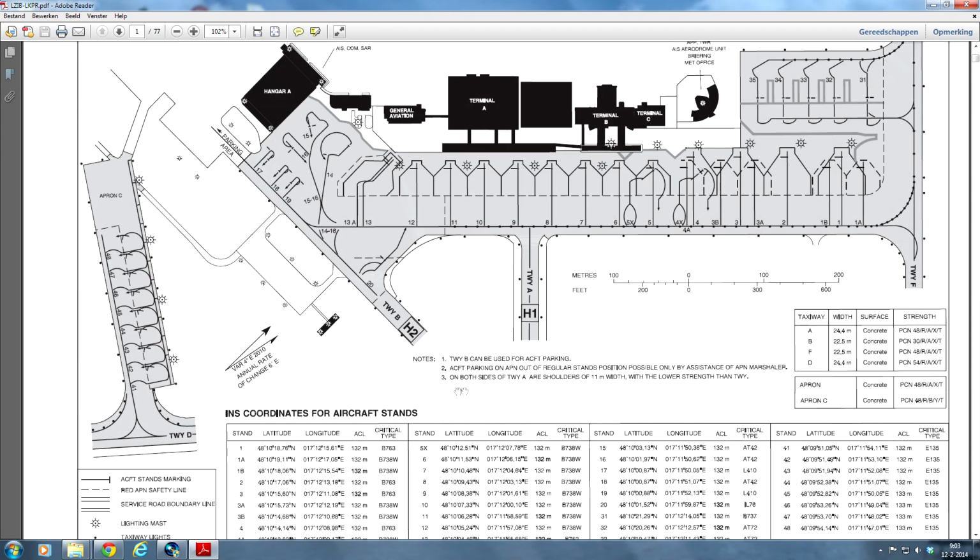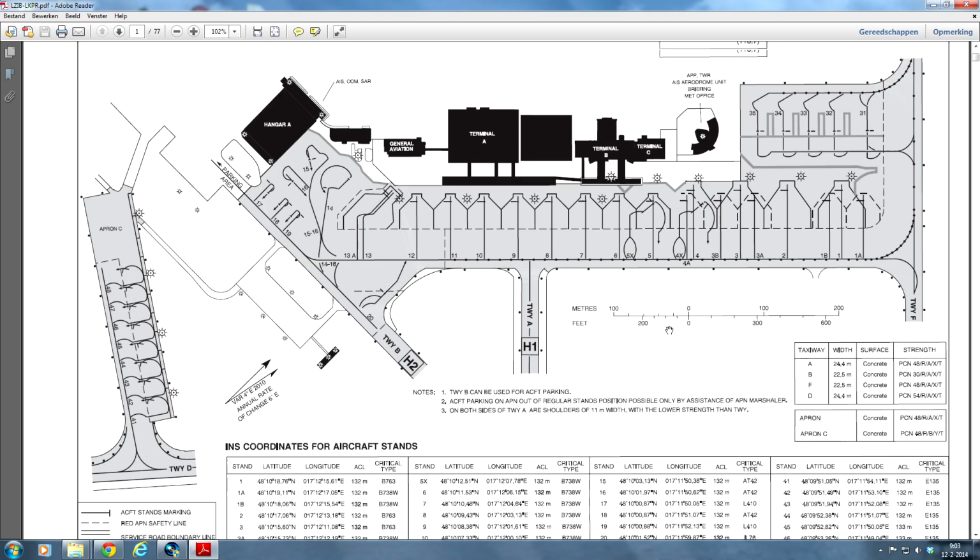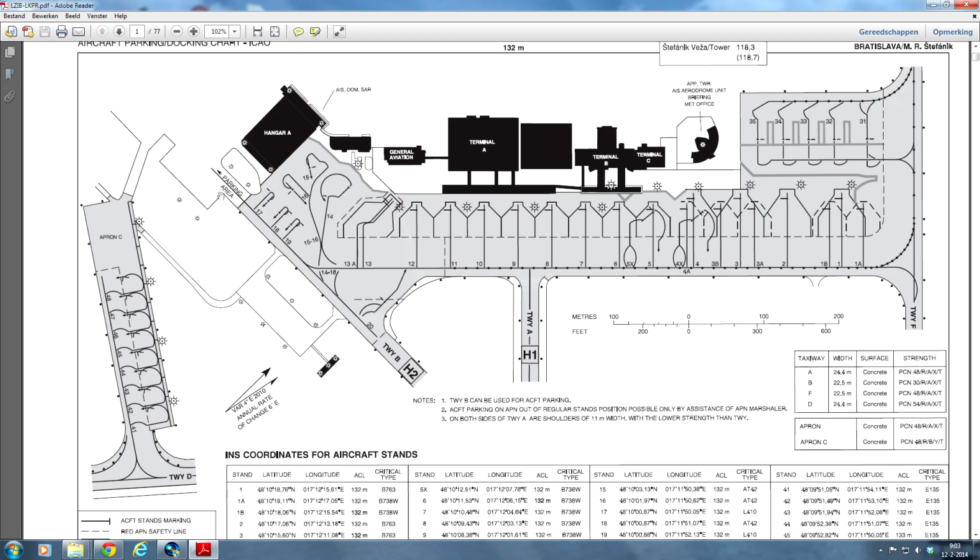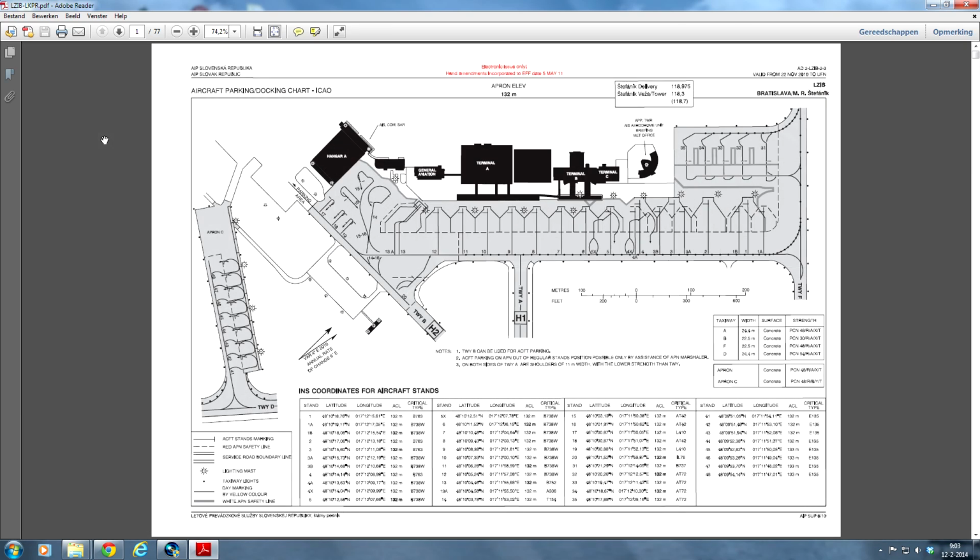Now there's some additional information, some notes. You will always find notes on these kind of charts, so make sure you give them a good read through. Some information about the taxiways and the aprons. But the main thing, give it a good review. Be aware of where the stands are when you depart and when you arrive especially. And using the information here, you can already determine which gates you should pick. So let's move over to the next chart.